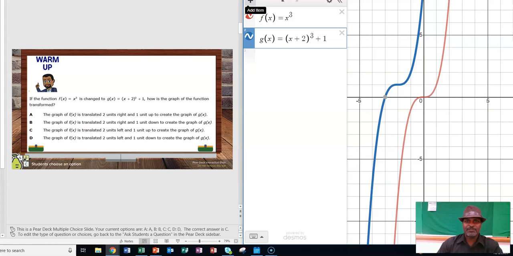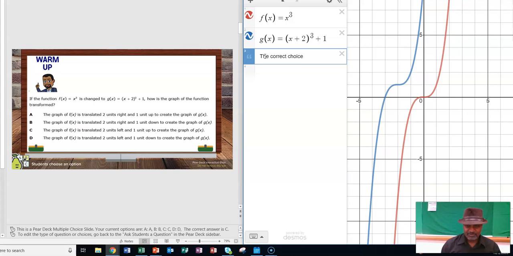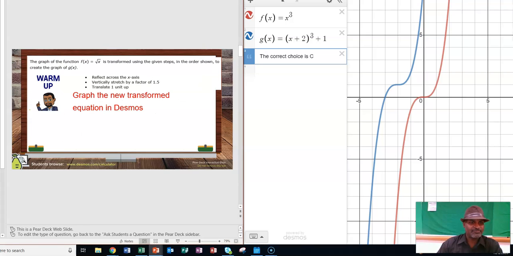So I'm just going to add an item. So the correct choice is C. All right, because all we did was the plus 2 means that we moved to the left 2 units, and the plus 1 outside of parentheses means there's a vertical shift up. All right, so let's quickly go to the next warm-up problem. Okay, this is just more of the same thing.